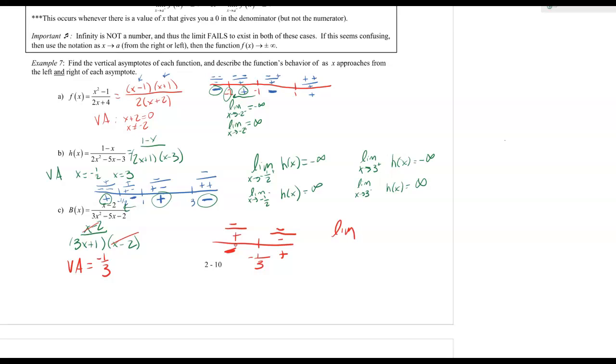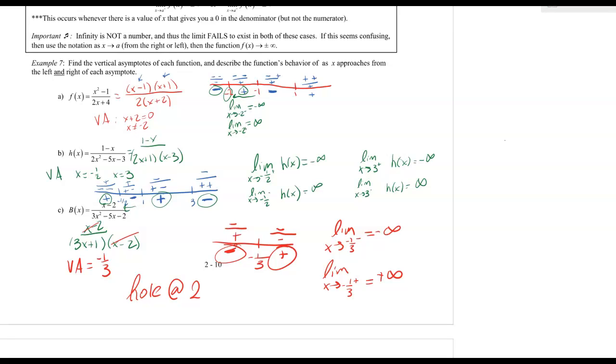So the limit as x approaches negative 1/3 from the left should be negative infinity. And then the limit as x approaches negative 1/3 from the right should be positive infinity. Alright, so again, there was a hole at positive 2. So this time I did not need to worry about plugging in that 2 because it's going to delete itself anyway. It's going to approach the same number anyway, so there's really no point in having it on the sign chart.